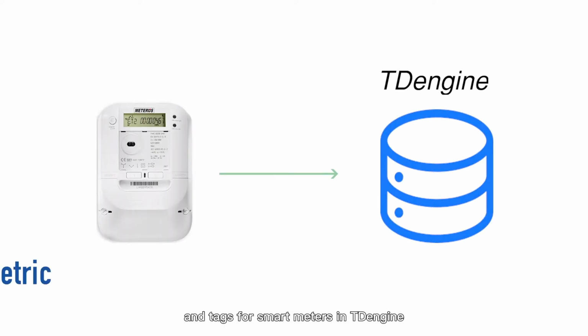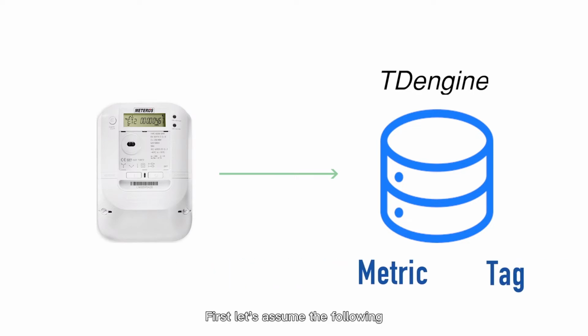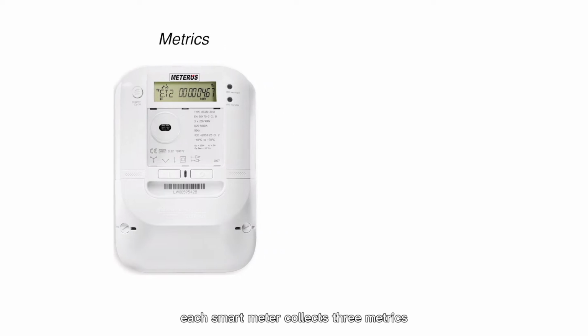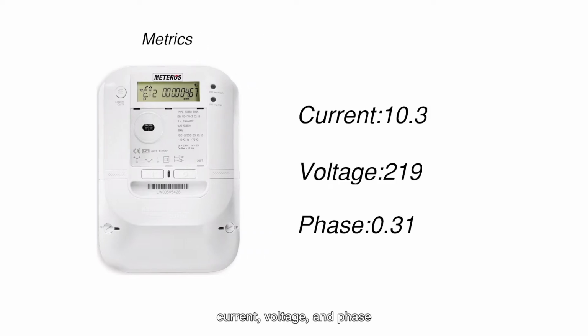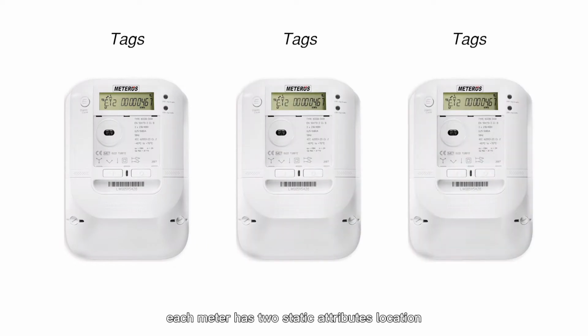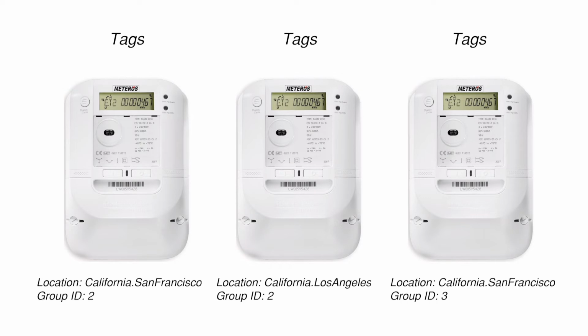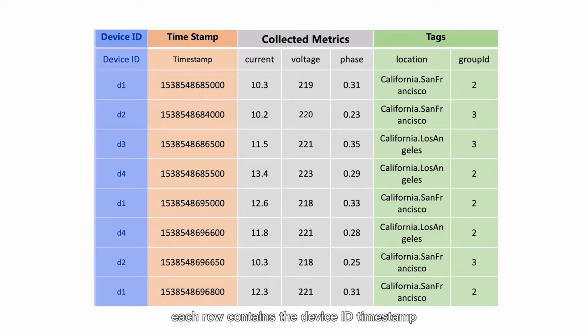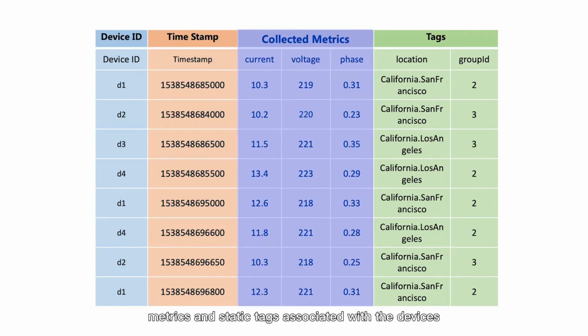How can we create a model to store the metrics and tags for smart meters in TDengine? First, let's assume the following. Number one, each smart meter collects three metrics: current, voltage, and phase. Two, there are multiple smart meters. And three, each meter has two static attributes: location and group ID. Based on this, the collected data will look similar to the table you see here. Each row contains the device ID, timestamp, metrics, and tags associated with the devices.